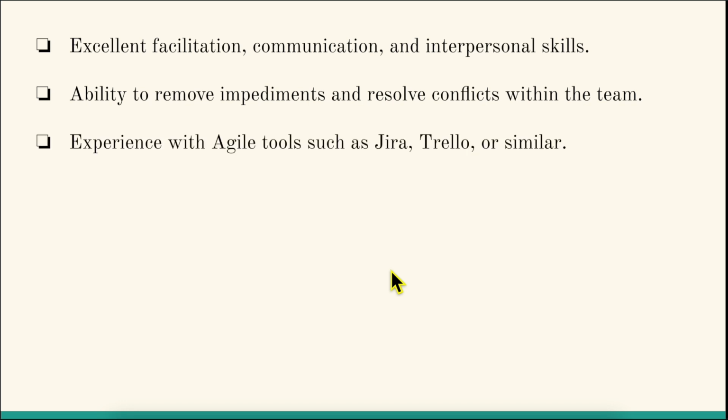Experience with agile tools such as Jira, Trello, and similar. So most often people use Jira or even an Excel sheet. So you don't have to worry much about these agile tools because a tool is a tool. Learning tools is relatively simple. So what I would suggest is if you have hands-on experience of any of the tools, it should be good enough to apply for this position. And Jira is probably one of the most popular ones that most people know about.